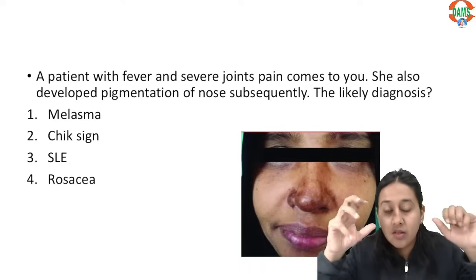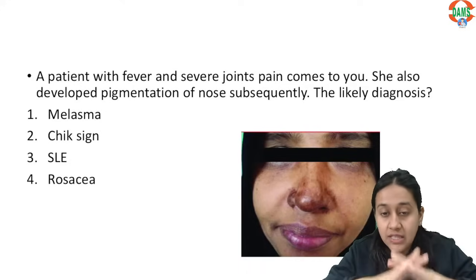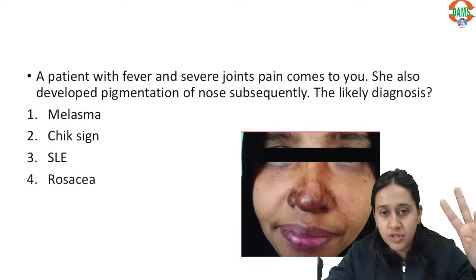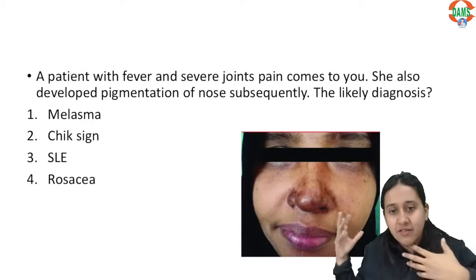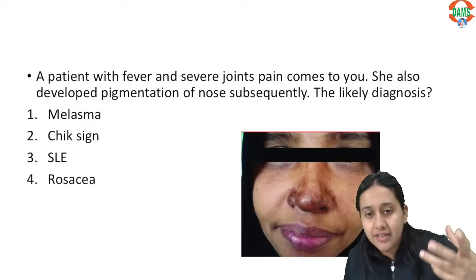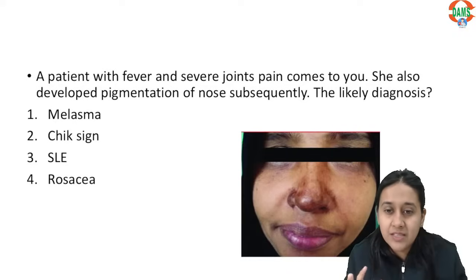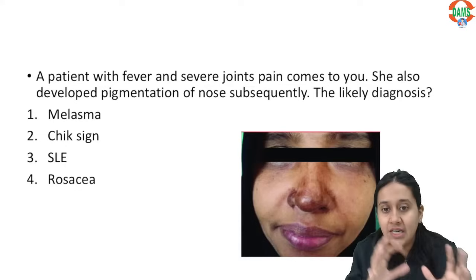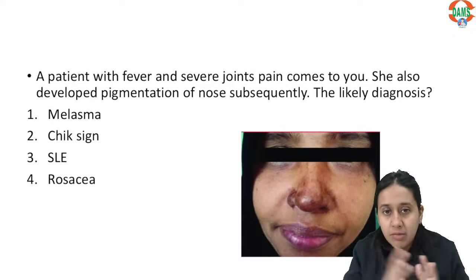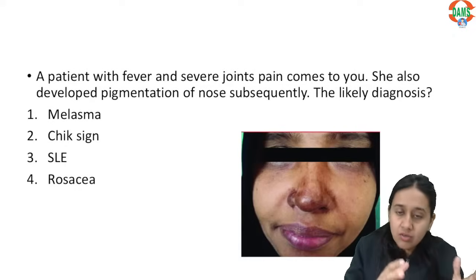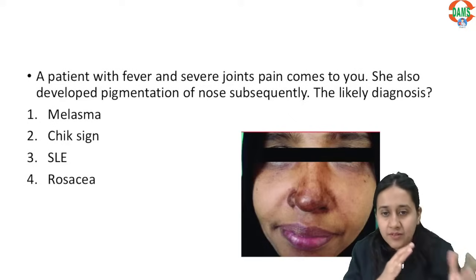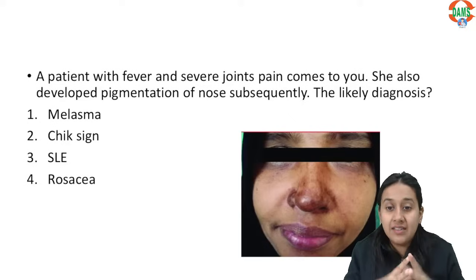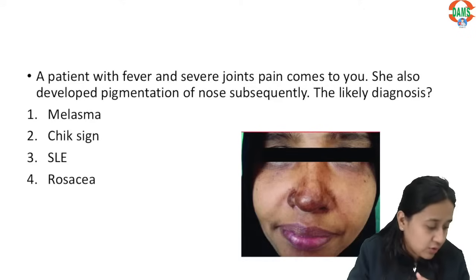What is the answer now? See, in this question, I've seen my students getting confused in two options. One is, although here it is very easy because they have not given you fixed drug eruption, but students usually ask me, ma'am, how to differentiate this particular pigmentation of chikungunya with that of fixed drug eruption? Because here also they give you a history that there was fever, there was joint pain, and sometimes they give you history of drug intake also.